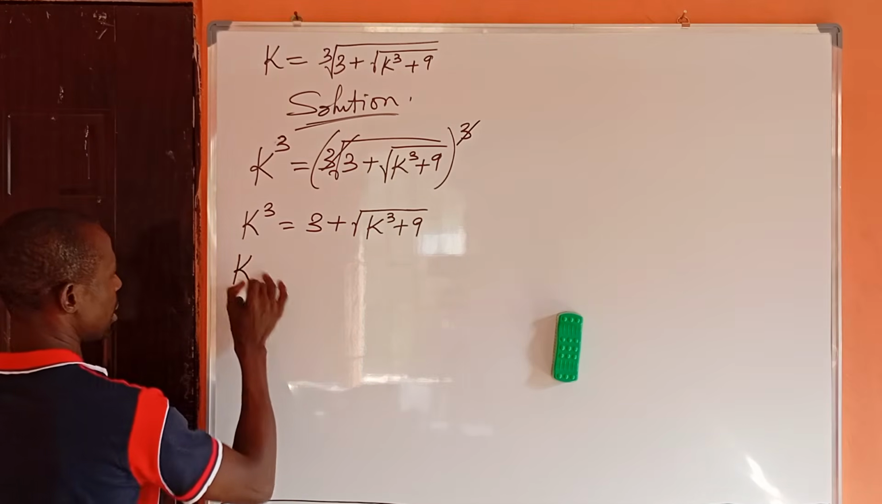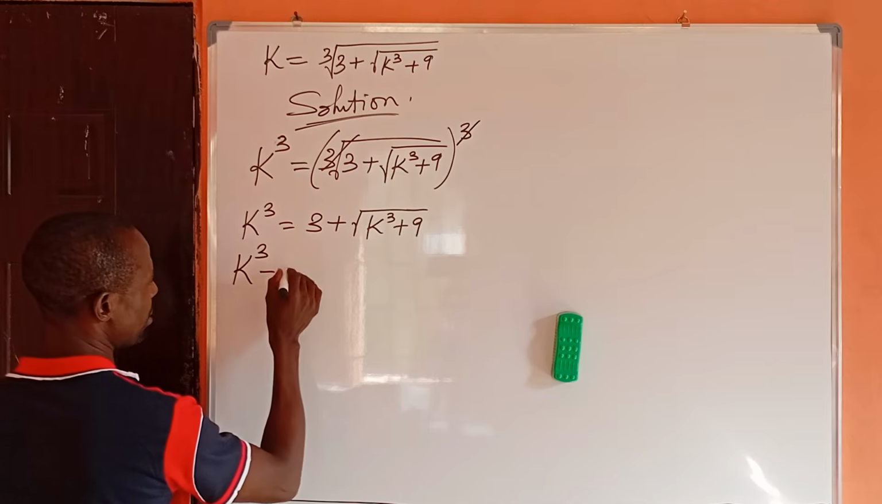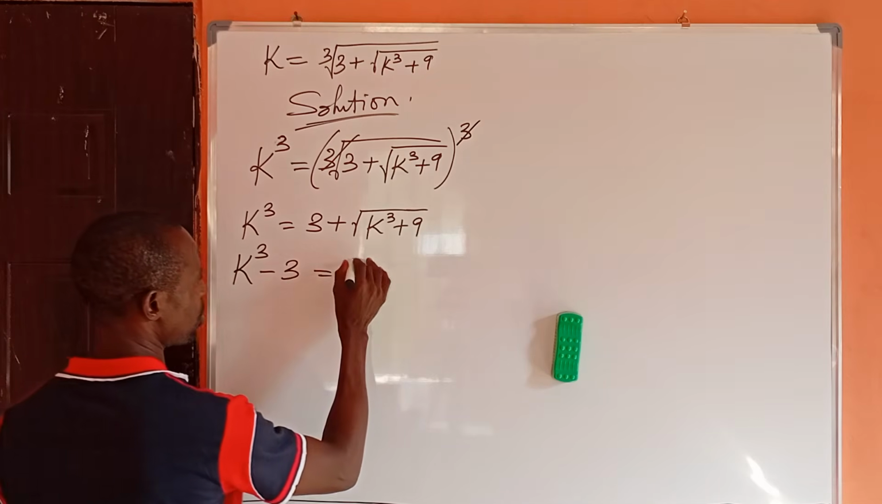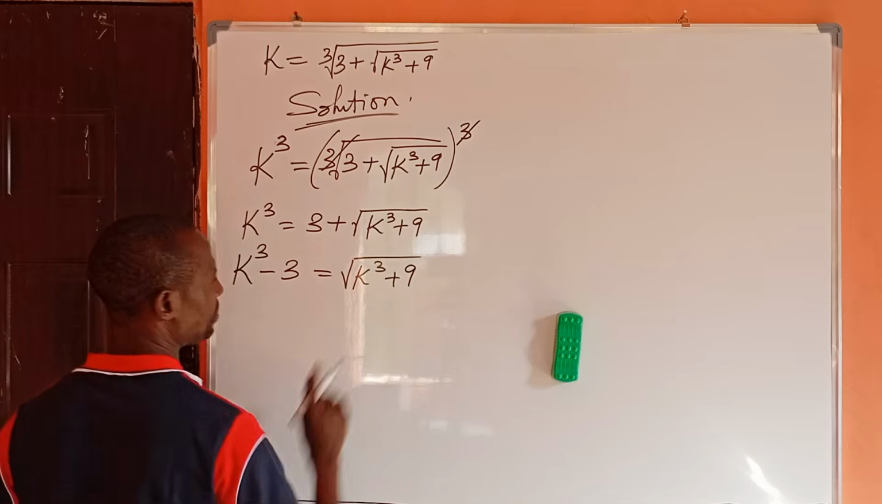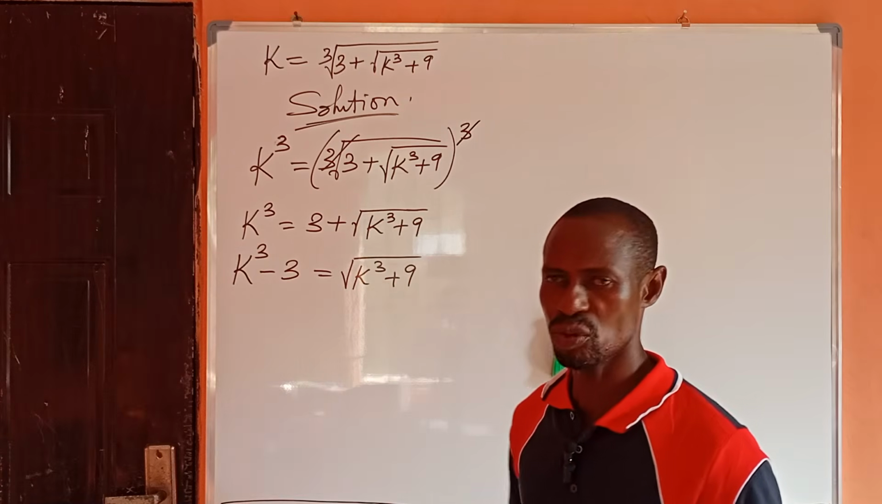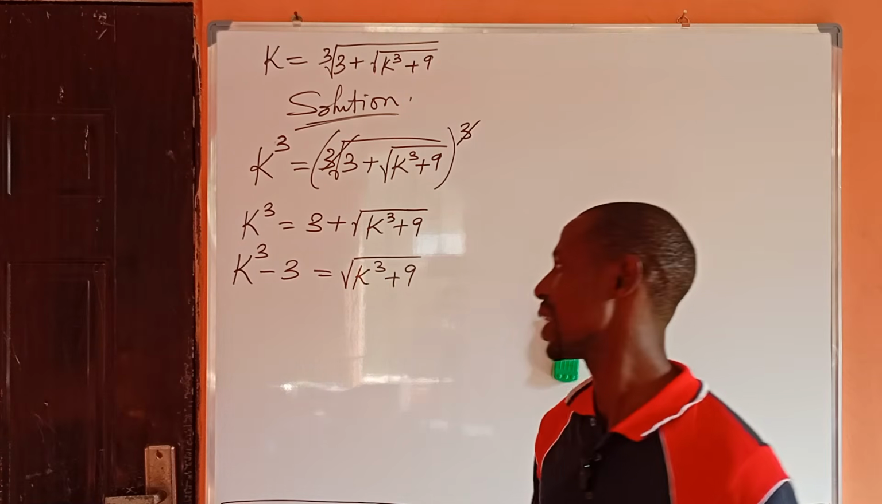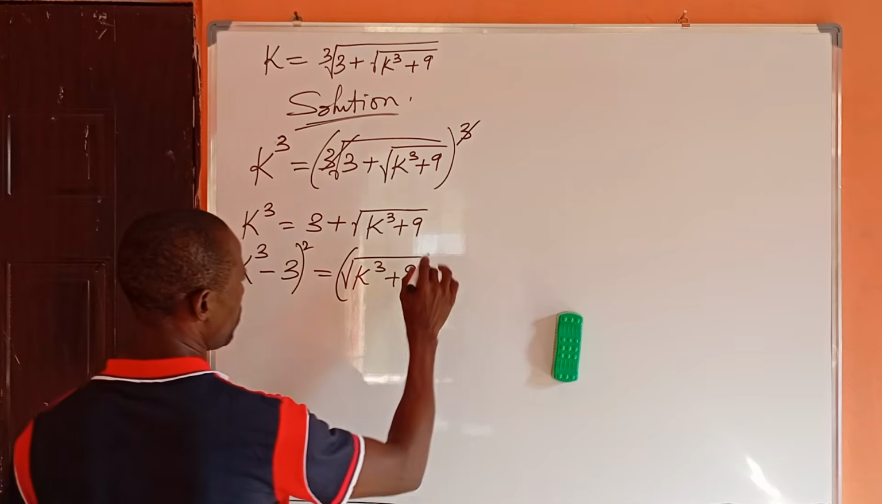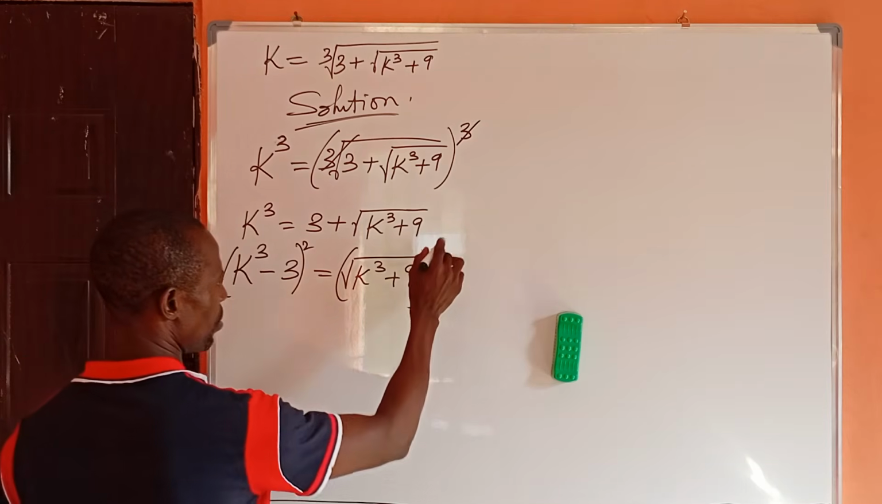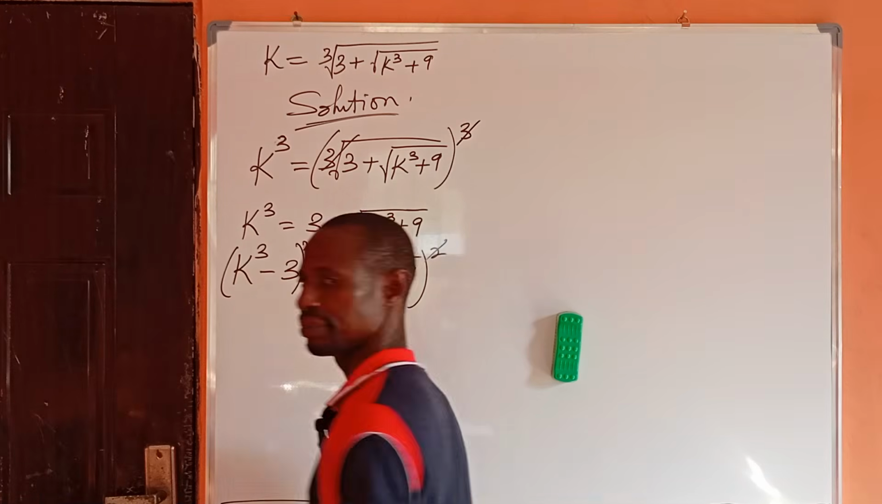So we come up with k to the power of 3 minus 3 equal to the square root of k to the power of 3 plus 9. To eliminate this square root radical, we take the square of both sides. So we raise this to the power of 2, and we raise this to the power of 2, and so the square and the square root will leave.